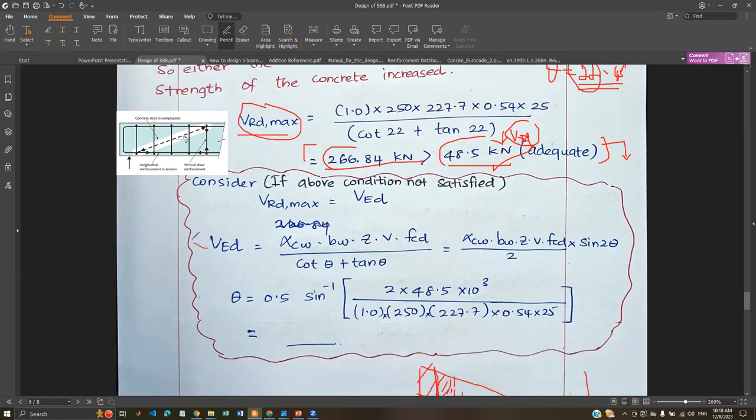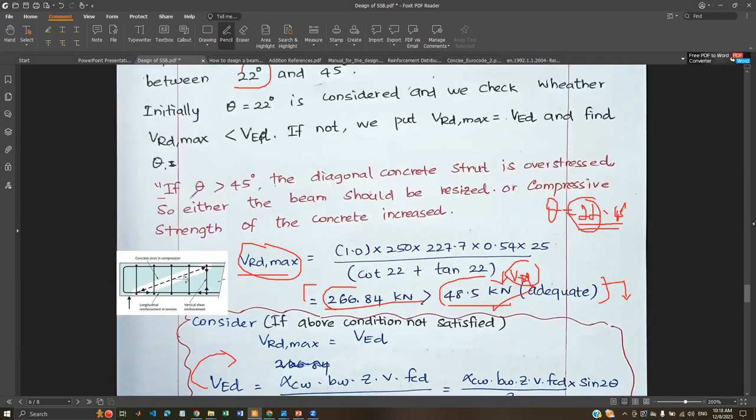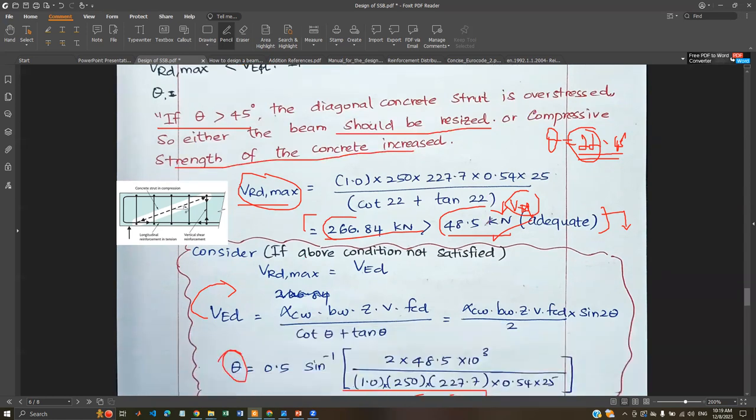Here also we need to perform the reverse calculation, and I need to measure whether my theta is within the range of 22 to 45. I need to check this part. So you can see it from here. If theta is higher than 45, then the diagonal concrete strut is overstressed. So either the beam should be resized or the compressive strength of the concrete should be increased.